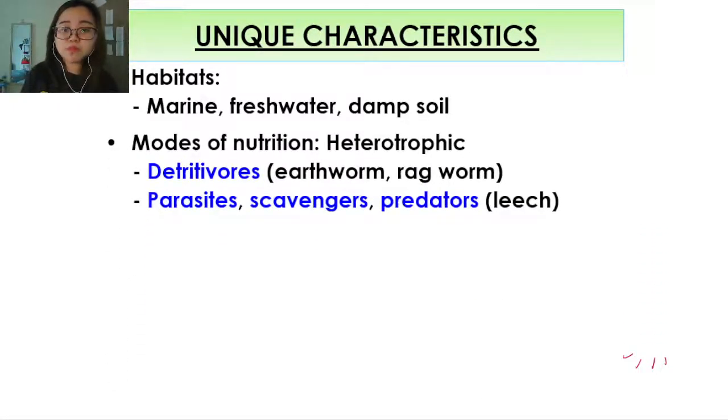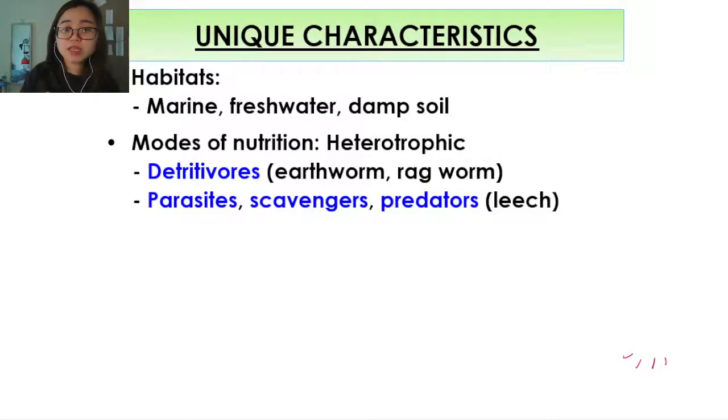And their mode of nutrition is heterotrophic. Depending on their role in that ecosystem, they can be detritivores, which means they eat detritus. Dia orang akan makan benda-benda mati. Examples of detritivore annelids are earthworms and ragworms. But depending on their role in the ecosystem, once again, they could also be parasites or scavengers or predators.